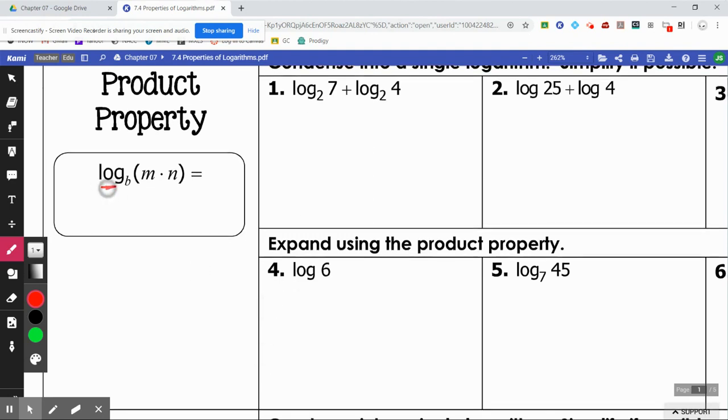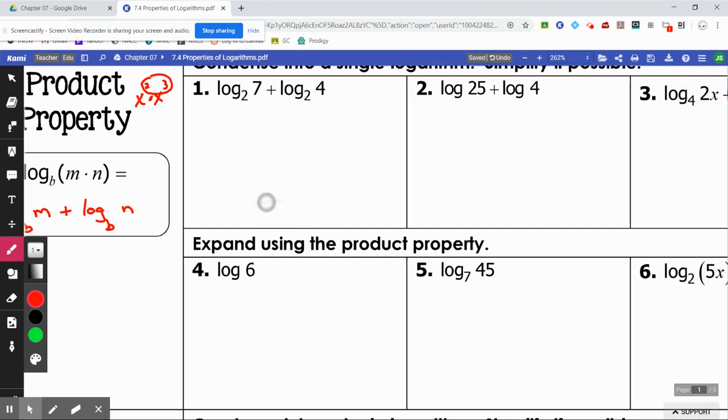If you ever have the log of two things being multiplied, it's a lot like simplifying radicals. You can break them apart. Here's how you're going to break them apart. The log base b of m times n can be broken into log base b of m plus log base b of n, which is again very similar to how you multiply x squared times x to the third. What do you do with those exponents? You add them. So to multiply, you add, which again you see in the box is what we're doing.